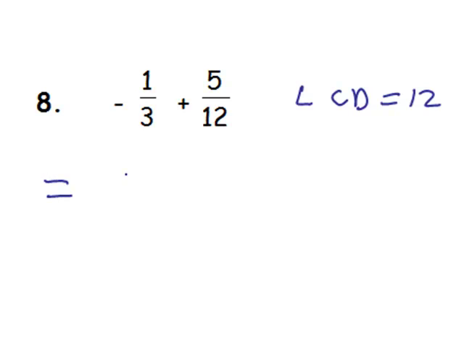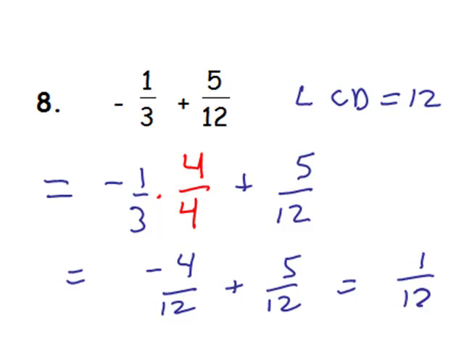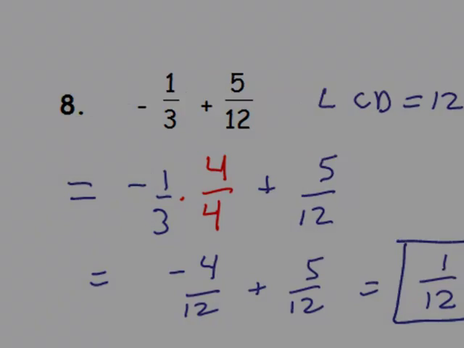Anyway, this is equal to negative 1/3. With the negative 1/3, I'm going to multiply it by 4/4 to build it up to 12ths. And then we add the 5/12 that's already there. So this is negative 4/12 plus 5/12. And combining the numerators, that's positive 1/12.